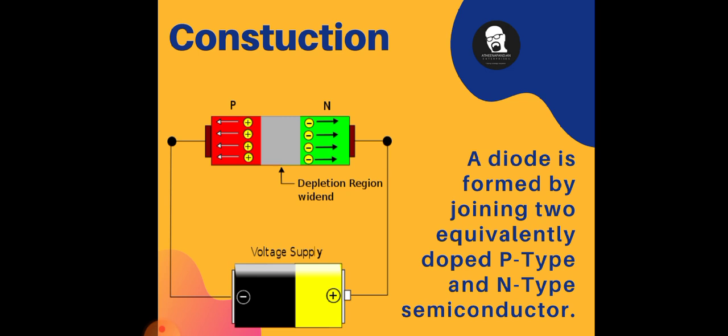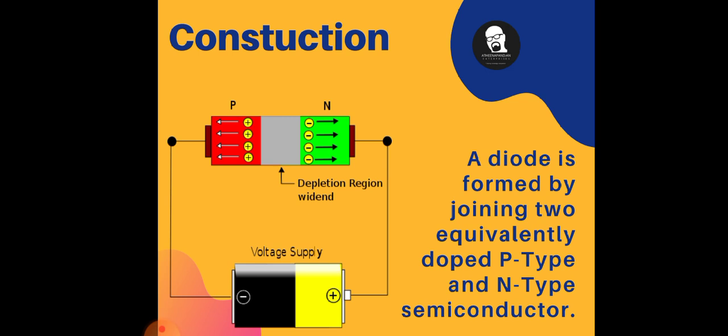Now construction. As I told you, it is made up of p-type and n-type semiconductor, right? And the p-type semiconductor offers a positive charge particle, and n-type semiconductor offers a negative charge particle. But whenever we connect these two semiconductors, there is a depletion layer formed between p-type and n-type semiconductor.